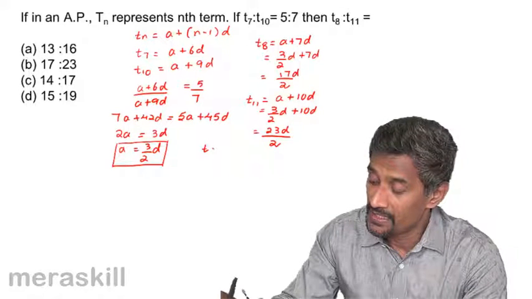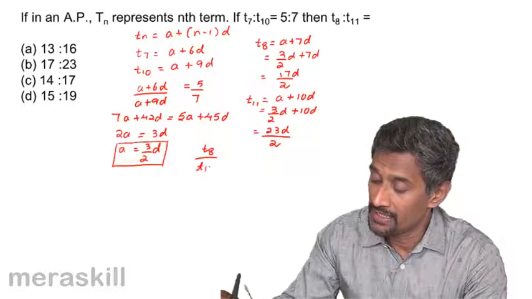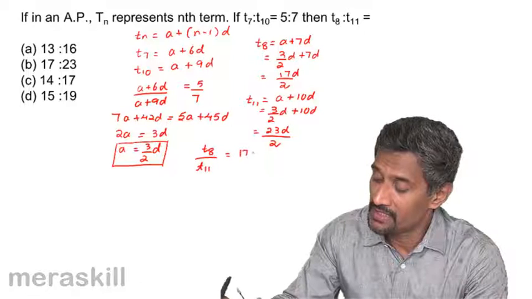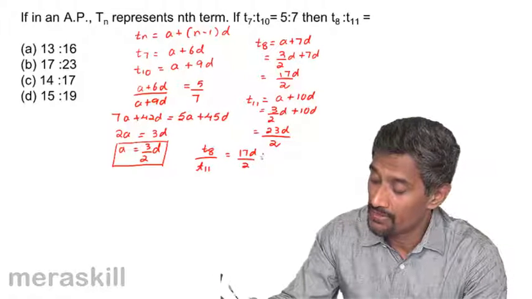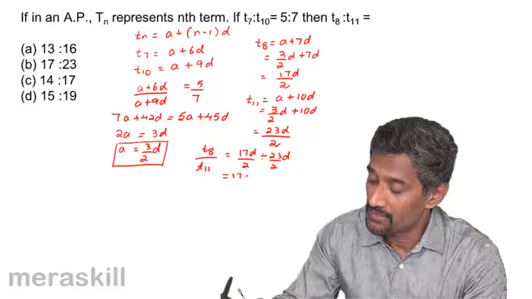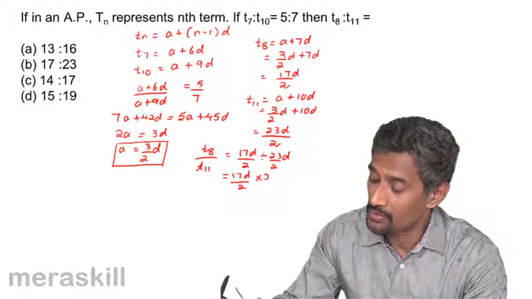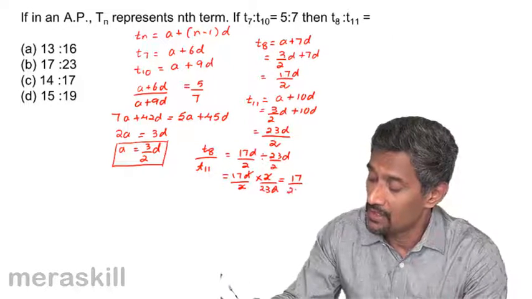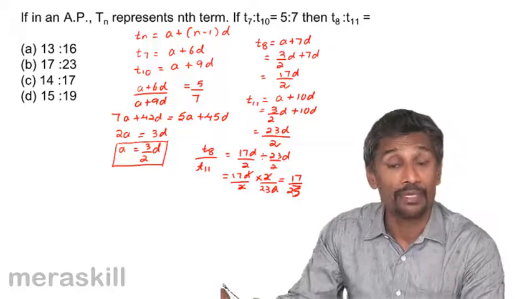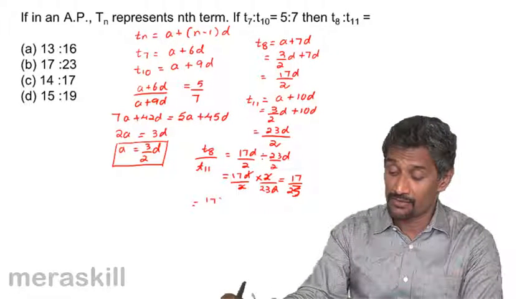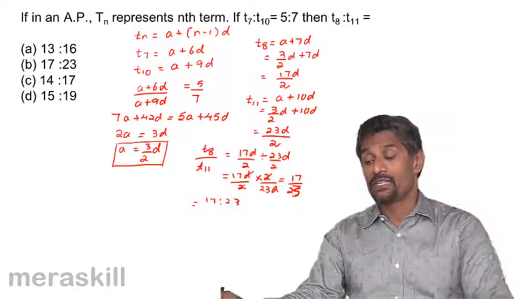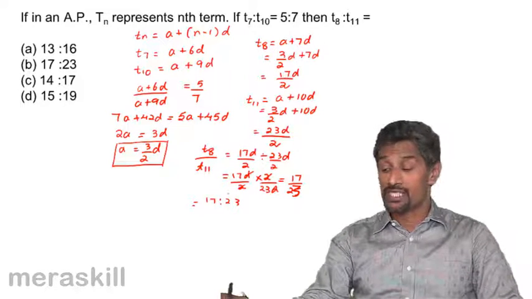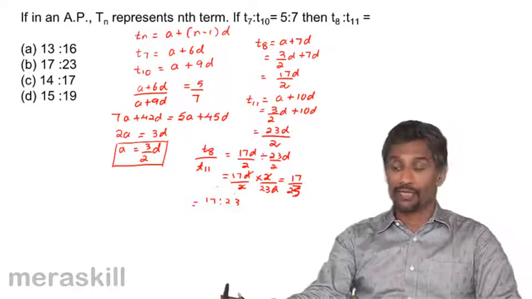Hence, T8 upon T11 would be 17D by 2 divided by 23D by 2. This would be 17D by 2 into 2 upon 23D. D gets cancelled and you're left with 17 upon 23. That is 17 is to 23. So in such a case, we have T8 is to T11 as 17 is to 23.